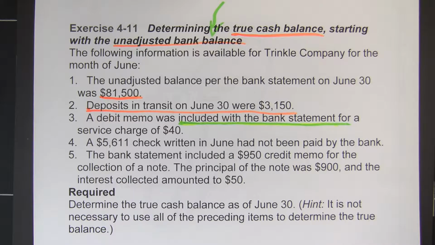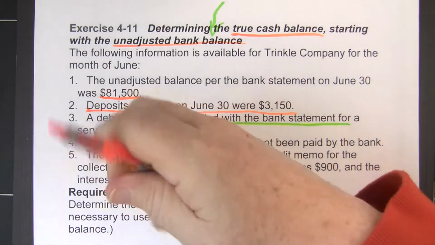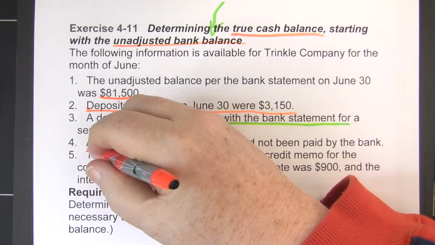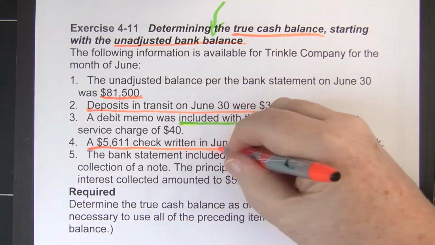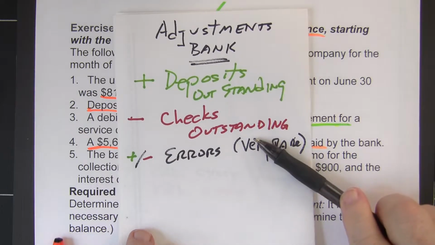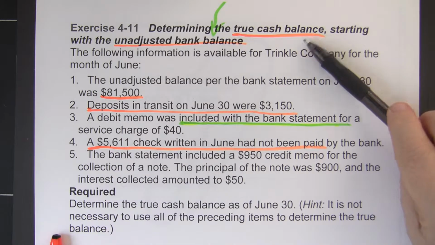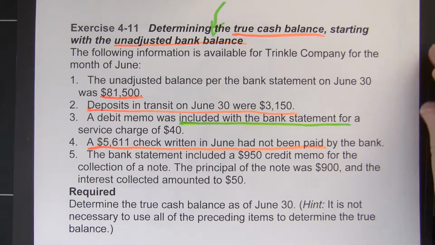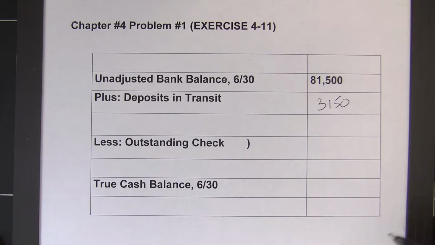So a $56.11 check that we wrote, that we took out of our checkbook, had not been paid. So we know that this check is out there, but the bank doesn't. So we have to subtract that from the bank side. That's a check outstanding because the bank balance doesn't include that $56.11. So we have to subtract that.